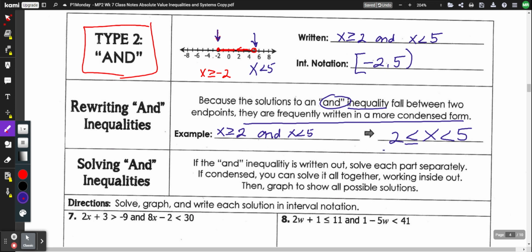So that's called the condensed form. This is a way that we can write it so it's very clear to understand where the two endpoints are. So basically, these are the endpoints, and then we've got the variable in the middle.